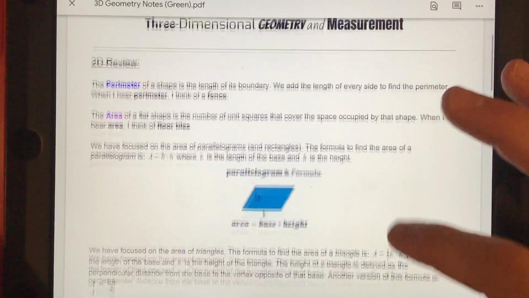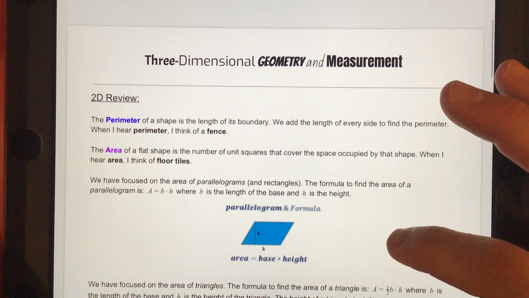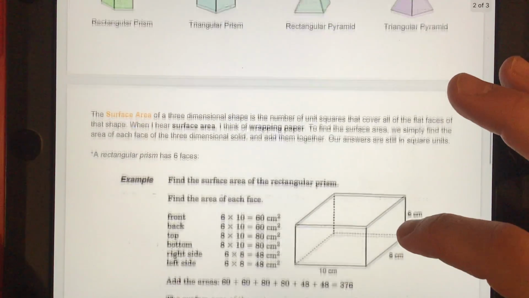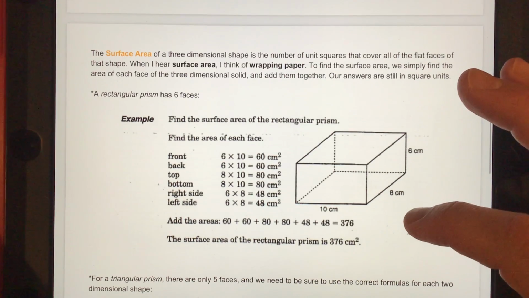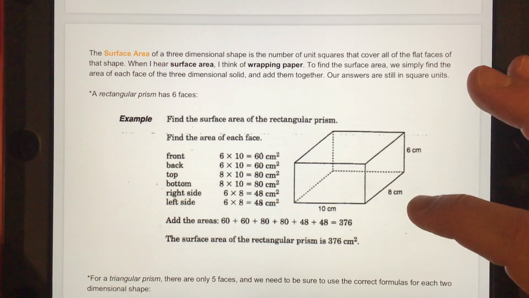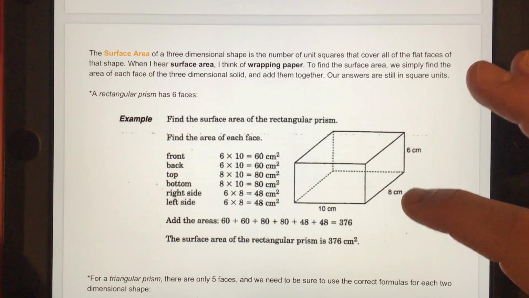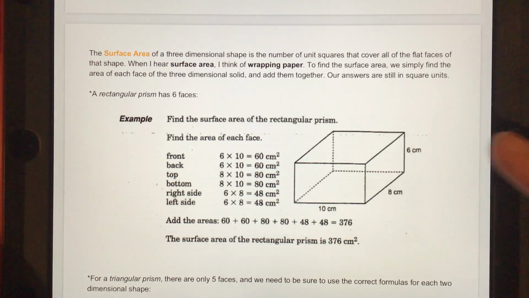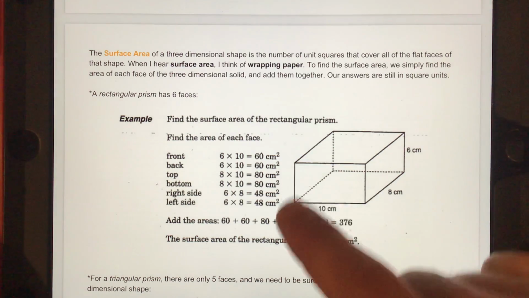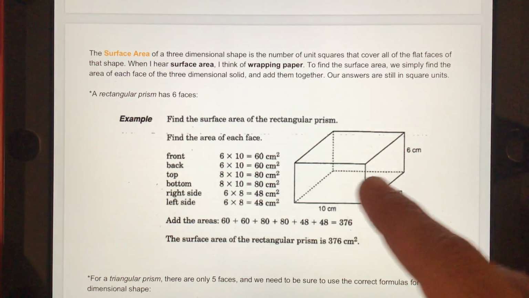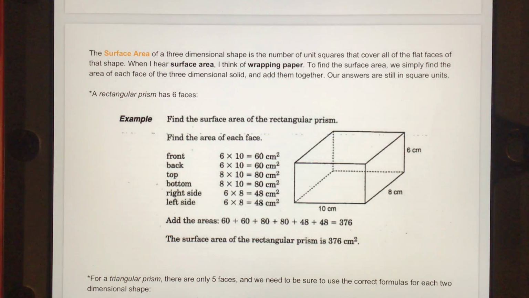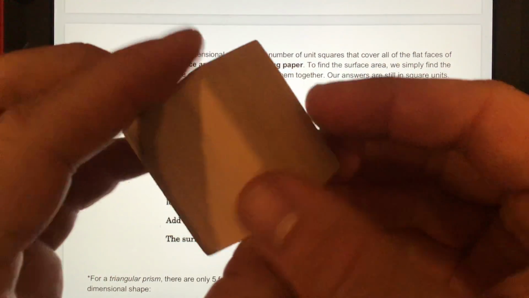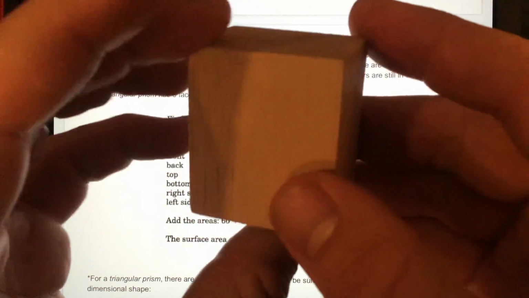So when I think perimeter, I think of a fence. When I think area, I think of floor tiles. And when I think surface area, now I think about wrapping paper. And the surface area is basically just finding the area of each of the faces that make up our three-dimensional shape and then adding them together. It would be like if we were trying to wrap this shape, or again one of these, with wrapping paper, but we didn't want any overlaps or any gaps.